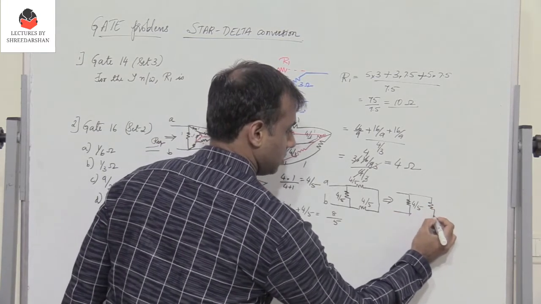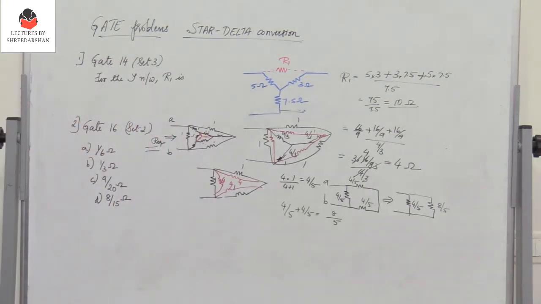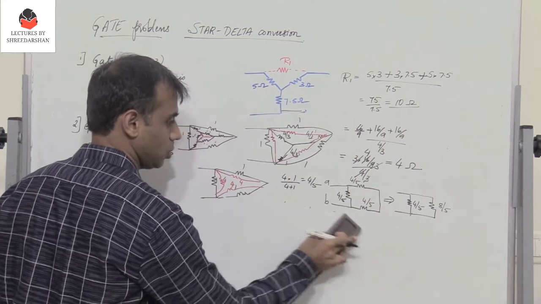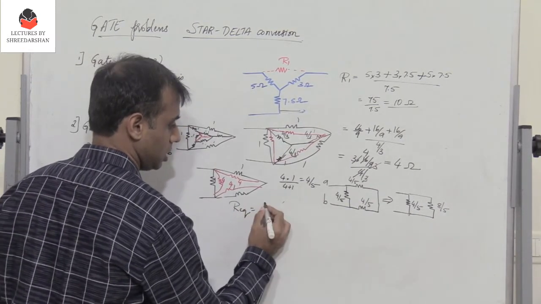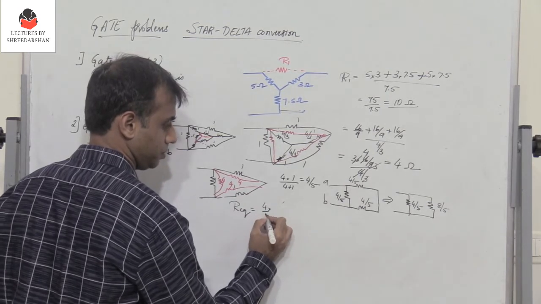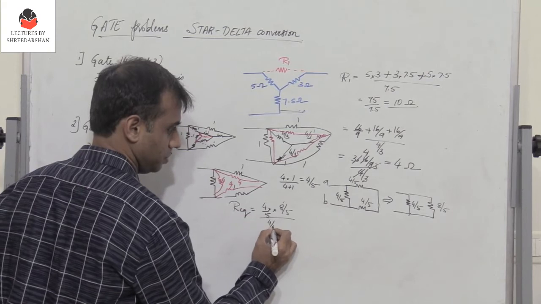So 8 by 5 will now be in parallel with 4 by 5. Now these two resistors are in parallel, so let me find the equivalent resistance. R equivalent is the product of the two resistors divided by the sum.